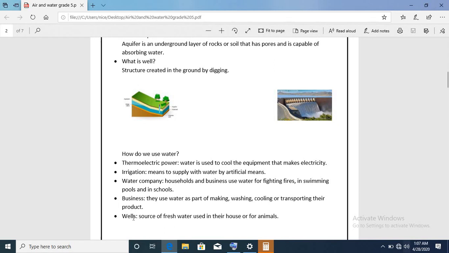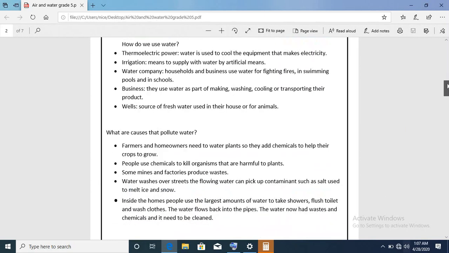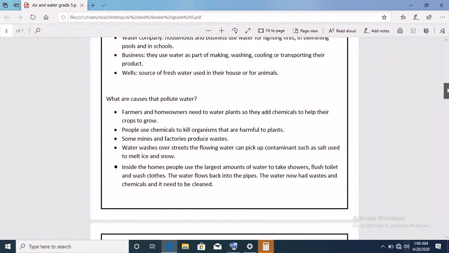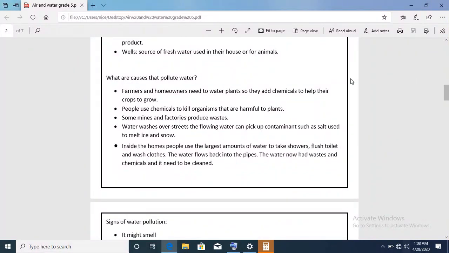Number 5, the last one, wells. A source of fresh water used in the house or for animals. For those people who depend on the groundwater, as we said before, we need the wells to transport the water from underground to the people, to the houses, and for the animals to use. So what do you think are the causes that pollute the water?